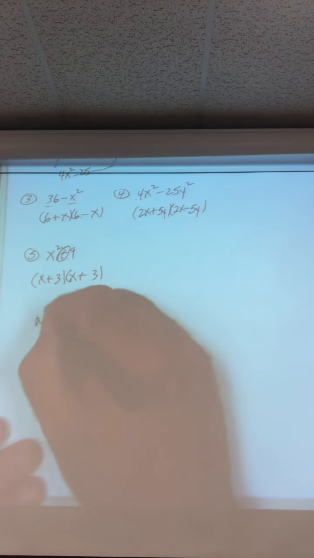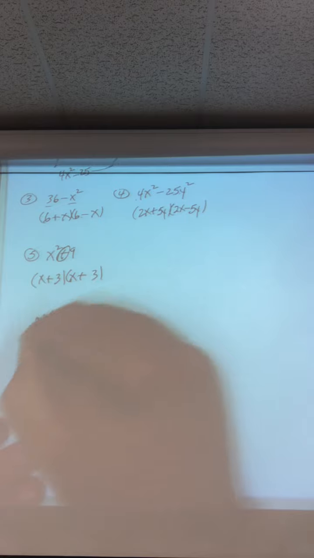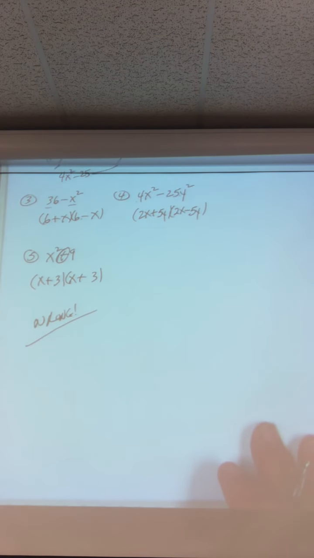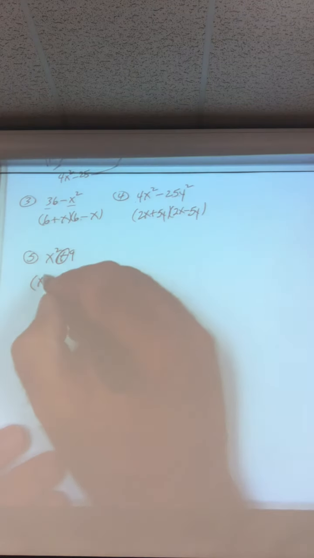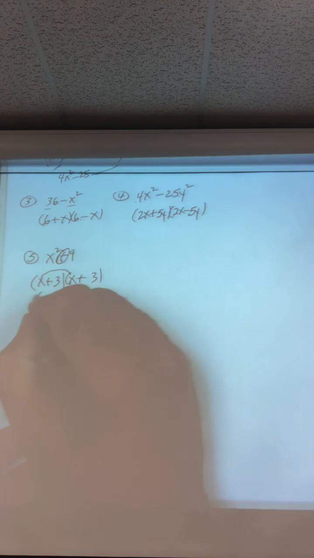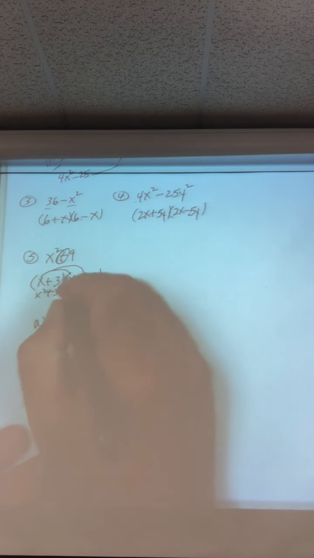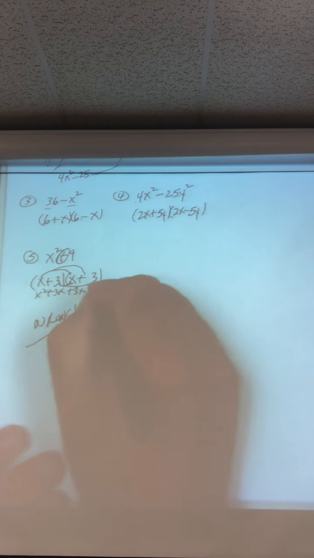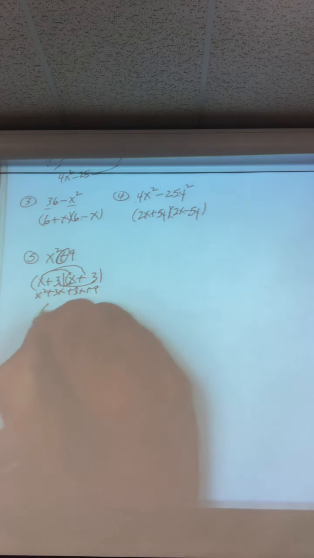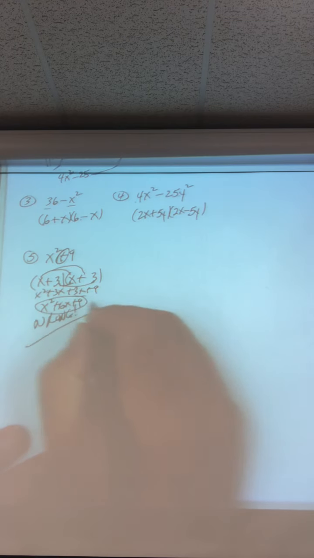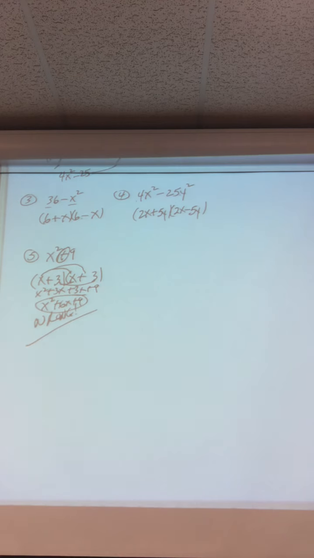This is wrong to the nth degree. Let me show you why it's wrong. Watch what happens if I multiply this out. X squared plus 3x. Then come back, plus another 3x, and then plus 9. You get x squared plus 6x plus 9. You don't get the original problem. So see, that's not right.